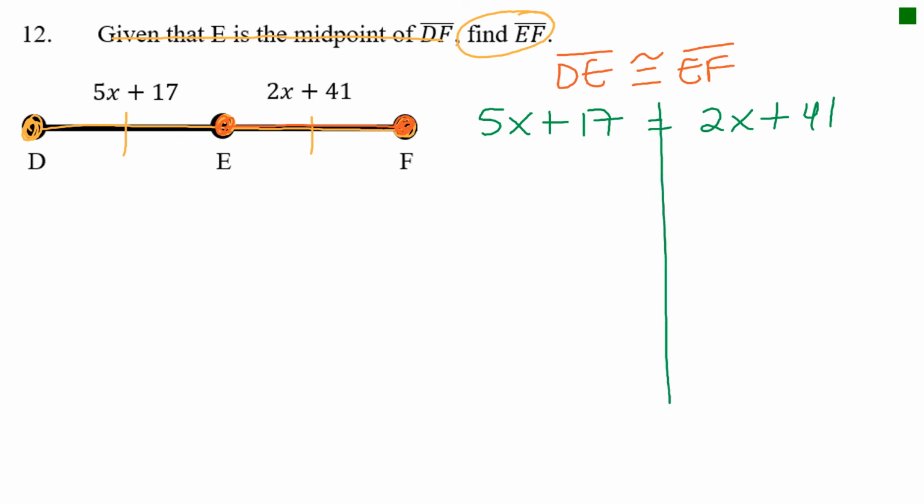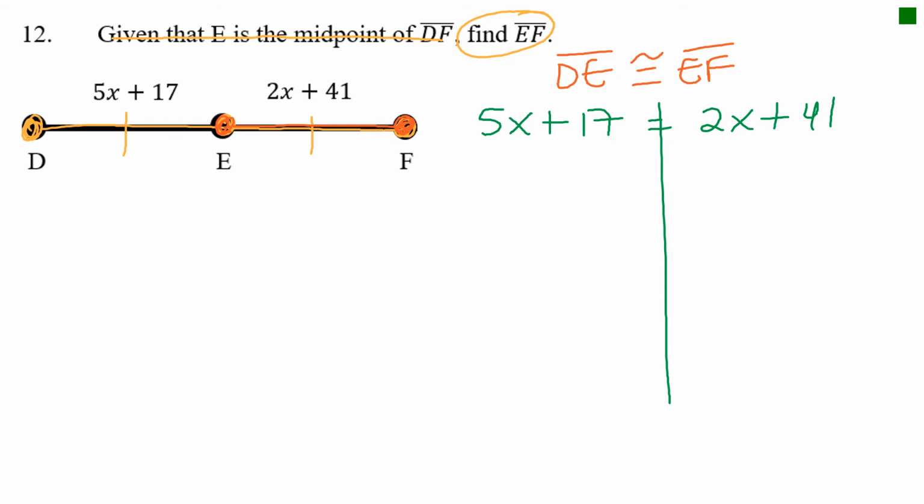Distributive property is the first step, but it's not needed because there's no parentheses. Step 2 is to combine like terms. If you cover up the left side, on the right, you cannot combine 2x and 41 because 2x has a variable, 41 is just a constant. If you cover up the right and you look at the left, 5x and 17 also cannot be combined because one has a variable, the other one's a constant.